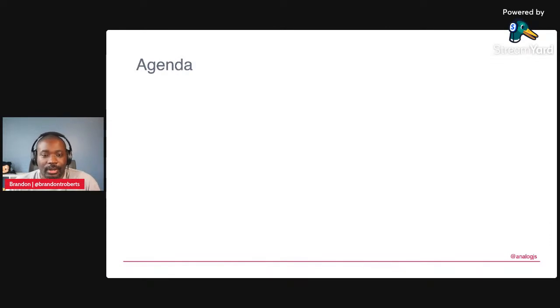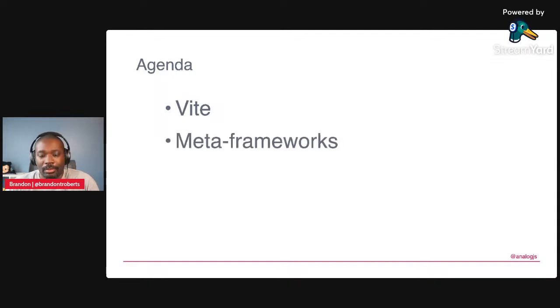So for this talk, I want to cover a few main topics here. I want to talk about Vite and cover the story around that, talk about meta frameworks and what those look like today, what kind of features they have, and also talk about Analog, which is something that I am really excited about and am working on to help push Angular forward in a way.